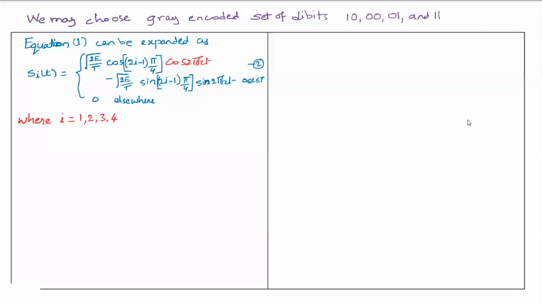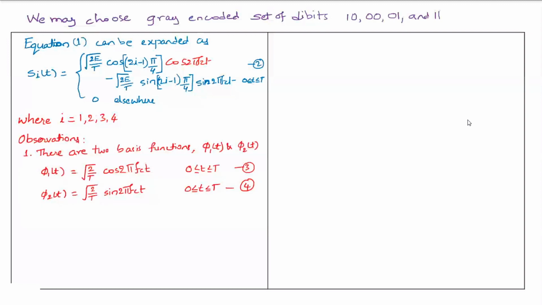So what are the observations here? There are two basis functions, right? One is cos 2 pi fct, another one is sin 2 pi fct. So we are choosing phi 1 of t equal to square root of 2 by T cos 2 pi fct, and phi 2 of t equal to square root of 2 by T sin 2 pi fct. Why? What is the reason behind choosing this? There are two basis functions now. Why?